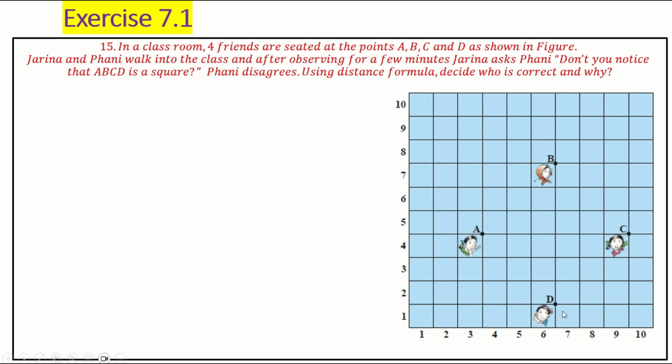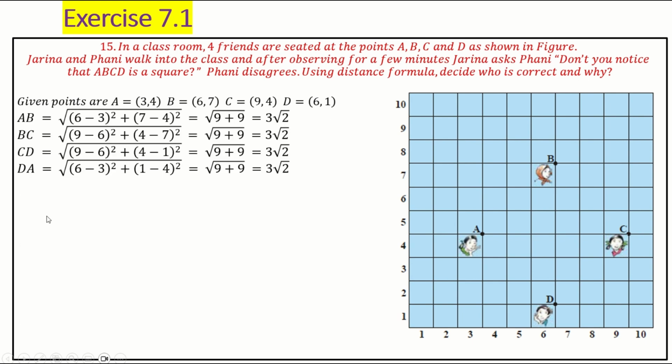So first thing is let's put the coordinates for this one. A is nothing but (3, 4). This is (6, 1). B is (6, 7). And C is (9, 4). So A, B, C, D. These are the points. Now we just need to find the distances of all four sides. All four distances are the same, that is 3 square root of 2. So we now need to find the diagonal distance.